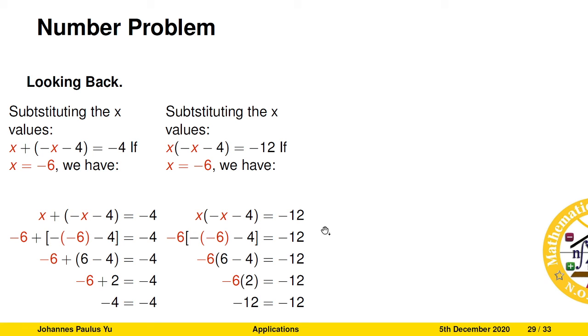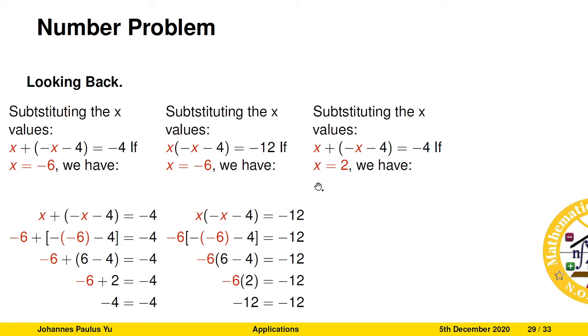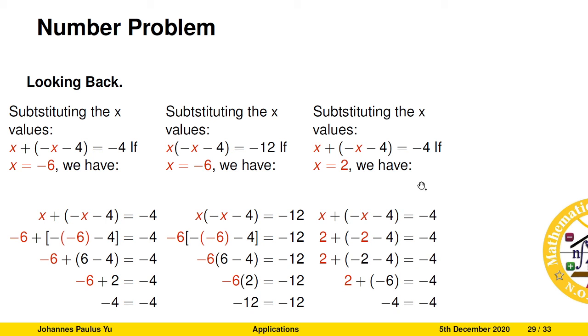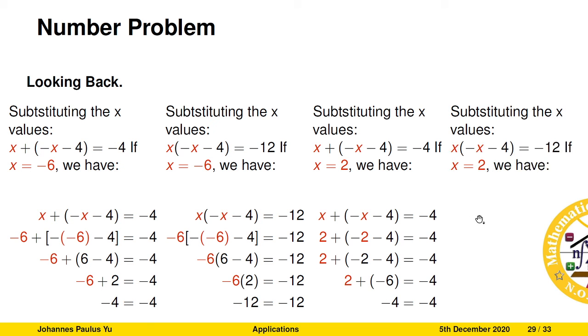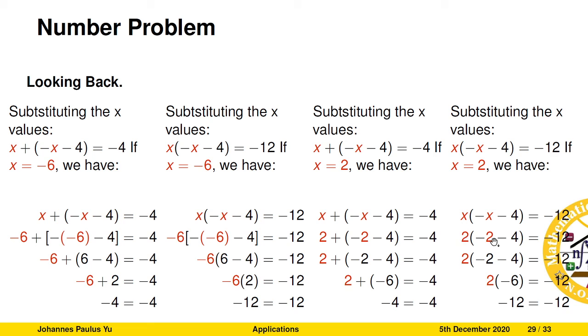Naghihapon. What about if the value of x is 2? Okay, tanan x, ilis nilag 2. Negative 2 minus negative 4, the answer is negative 6. And if we add, still negative 4. What about the second representation? Okay, 2. Negative 6 times 2, or 2 times negative 6, the answer is negative 12. So, our answer is 100% correct.